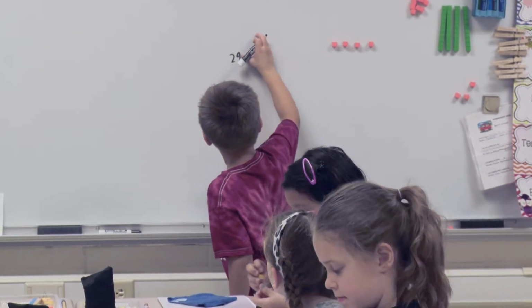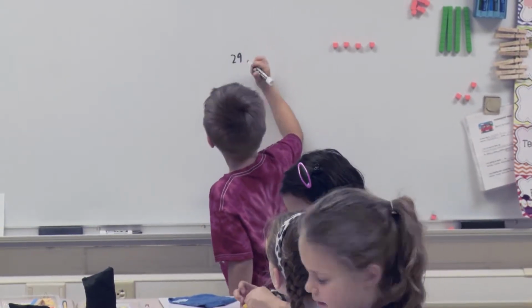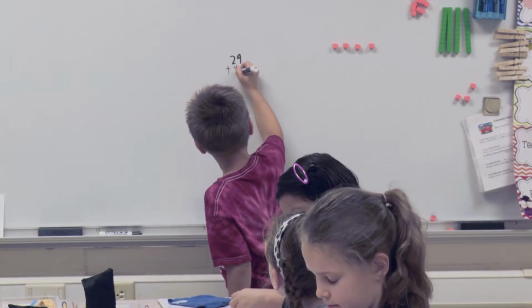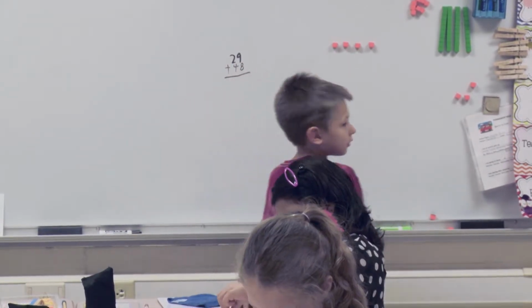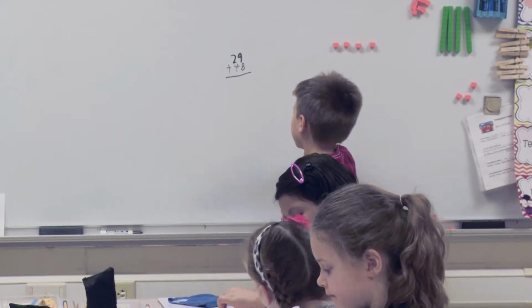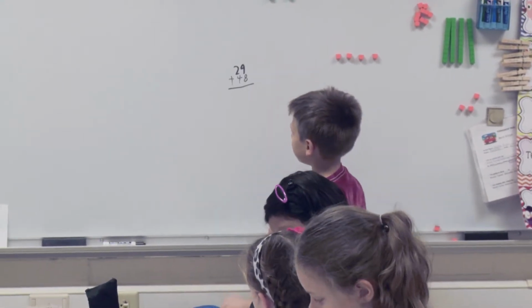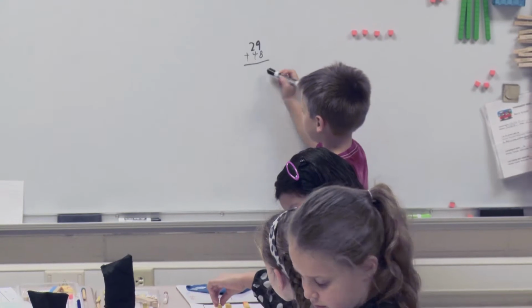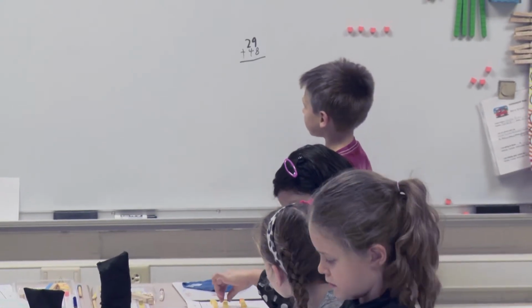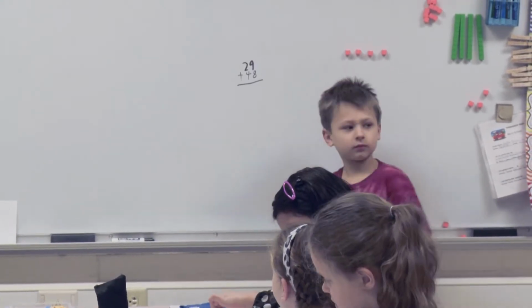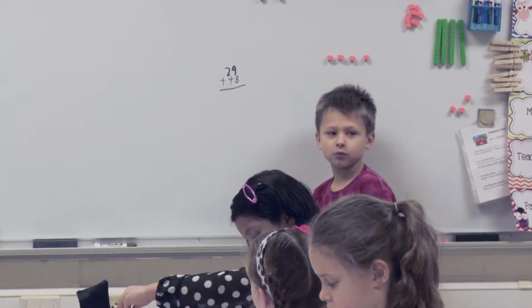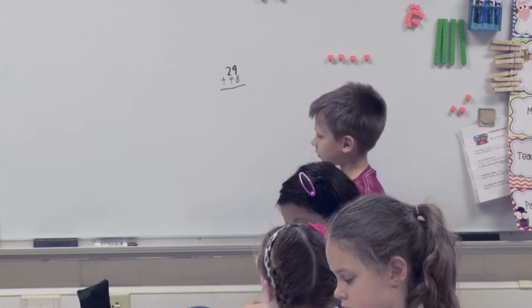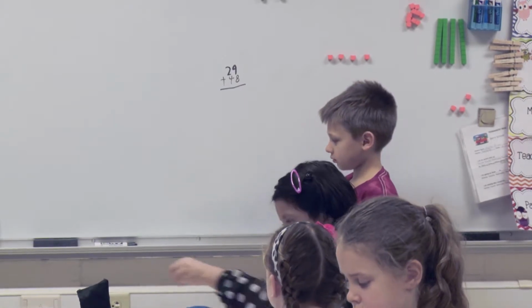So you copied it the way I had it on the board? What did you do there, Tommy? Can you explain what you did there? I wrote 29 on the top, and then I wrote 48 on the bottom. How come the 9 and the 8 are lined up like that? How come you put the 9 there and then the 8 right below it? Because they're the ones, and that's the ones place, so it's important to line them up.